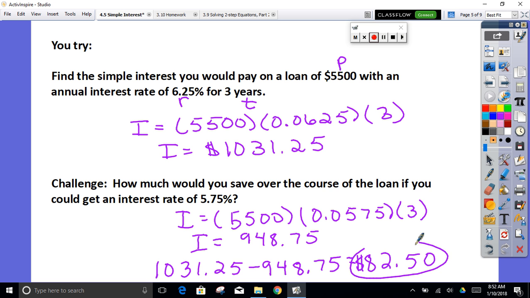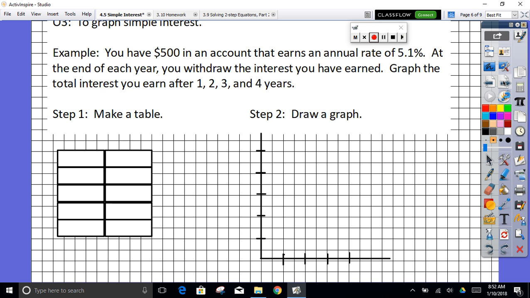All right. Excellent job. How many of you did the challenge and got $82.50? Okay. So you understood how to do it. Excellent. You're going to take a look at objective 3. We may go through this fairly quickly. This is just graphing simple interest, and this relates to what we've done with proportional relationships somewhat. The example says you have $500 in an account that earns an annual rate of 5.1%.